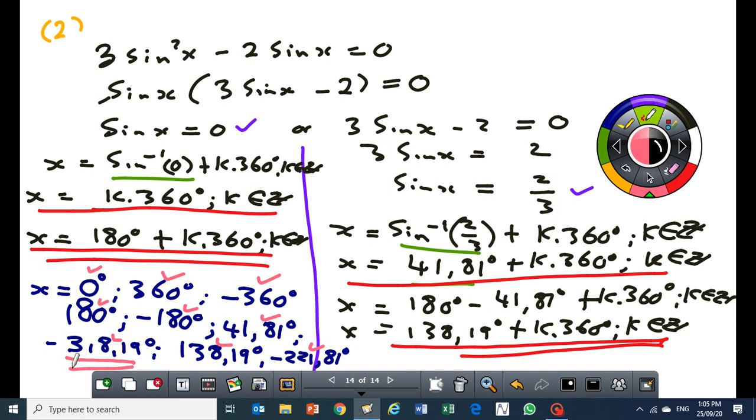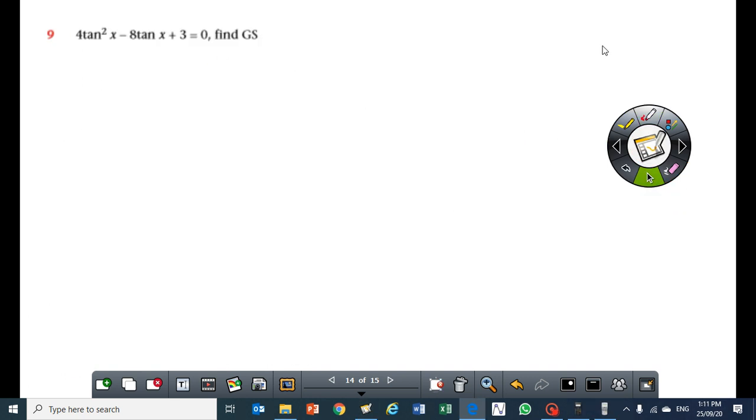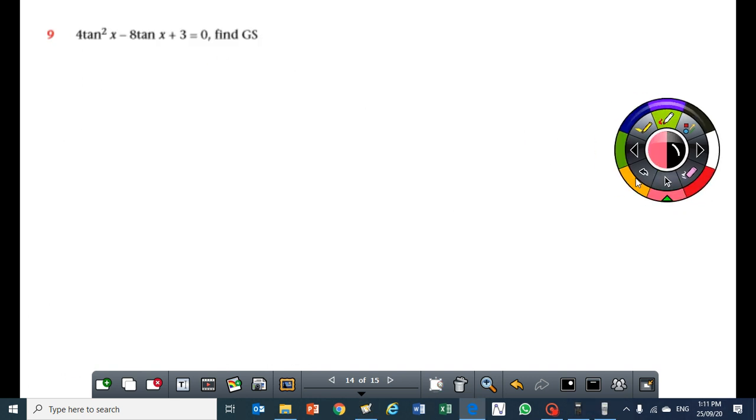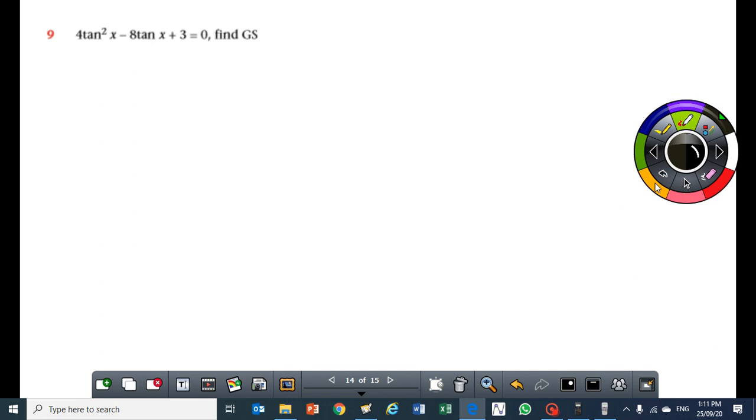Okay. Well, this question requires the knowledge of quadratic equations. So we have 4 tan squared x minus 8 tan x plus 3 equal to 0. The question requires us to determine the general solution. GS stands for general solution. So this equation is in the form of a quadratic equation.